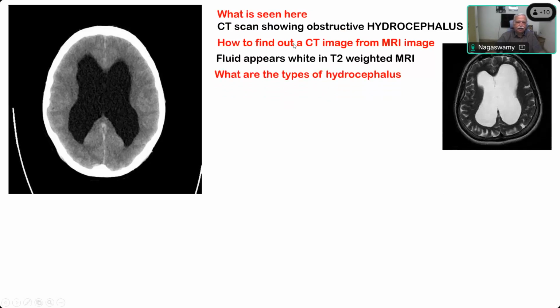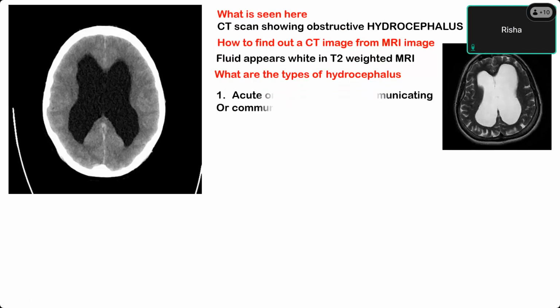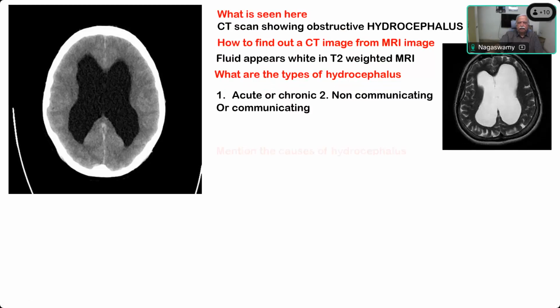So if you see a black colored ventricle filled with CSF, it is CT. If it is white fluid in the ventricle, it is MRI. Okay, that is the easiest way to identify. What are the types of hydrocephalus? Communicating and non-communicating hydrocephalus. Very good. Obstructive and communicating.